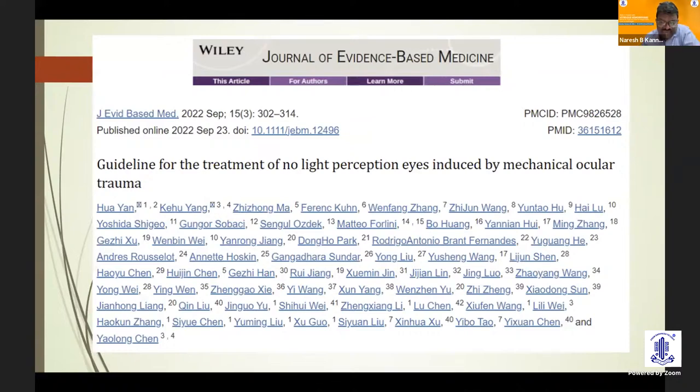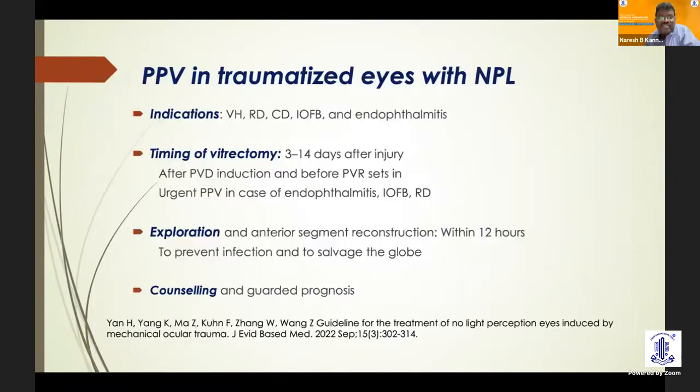Any case which comes with trauma, do a primary repair within 24 hours. And the best time for the vitrectomy is 3 to 14 days after the injury, because we can have an automatic PVD induction, and there will not be much PVR in these cases. However, if there is a foreign body, any infection or endophthalmitis, or retinal detachment, early surgery is always mandated. And as I told, exploration of the anterior segment should be done within 12 to 24 hours.